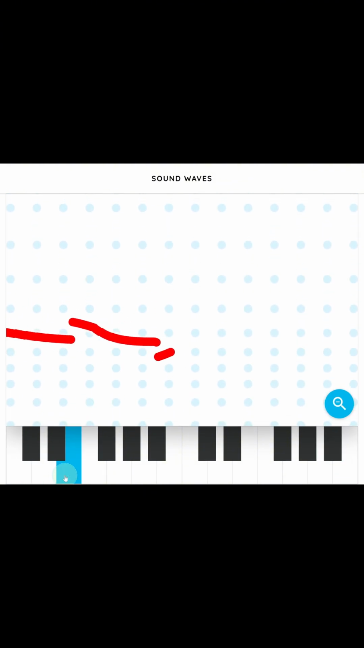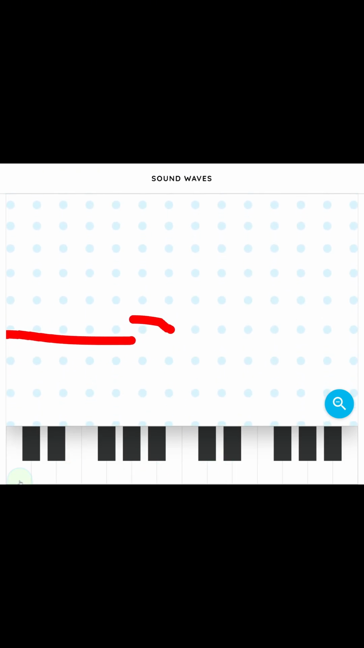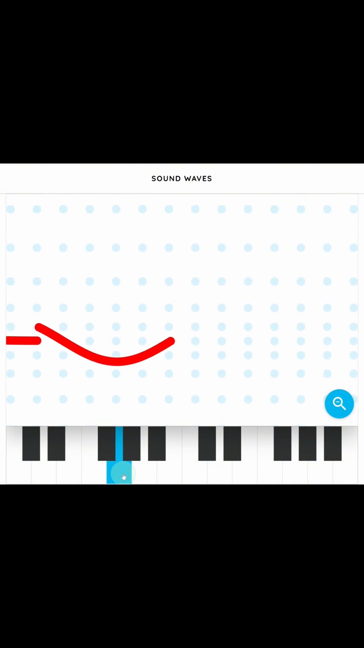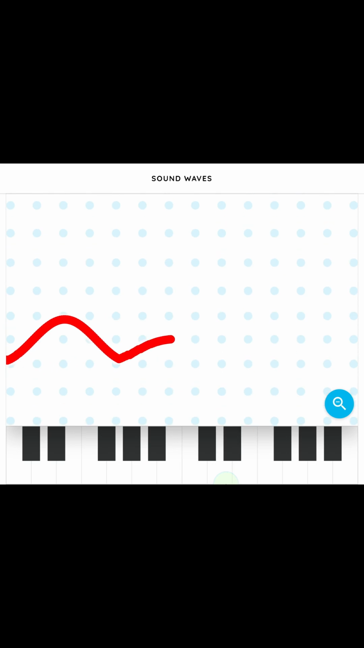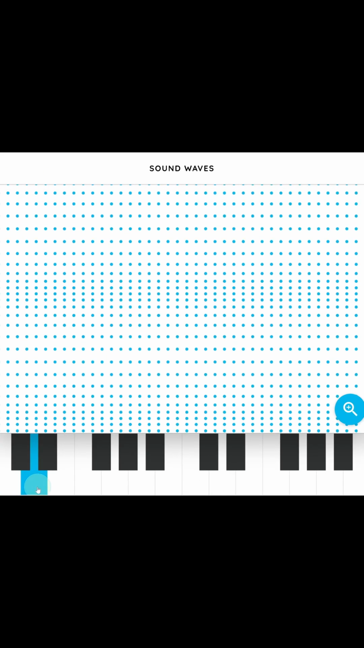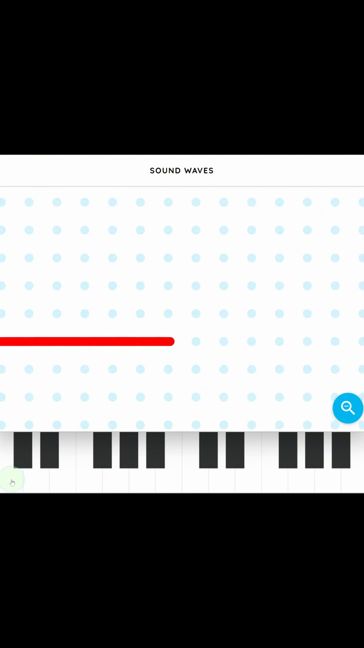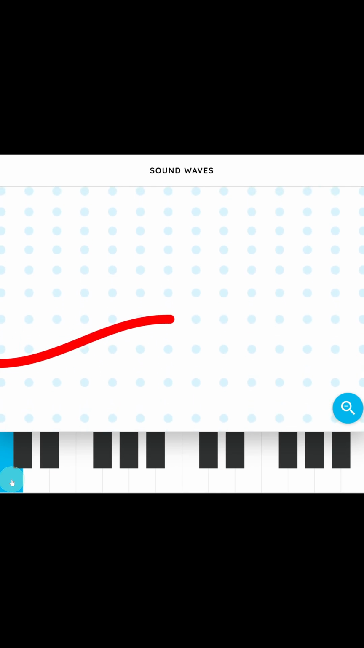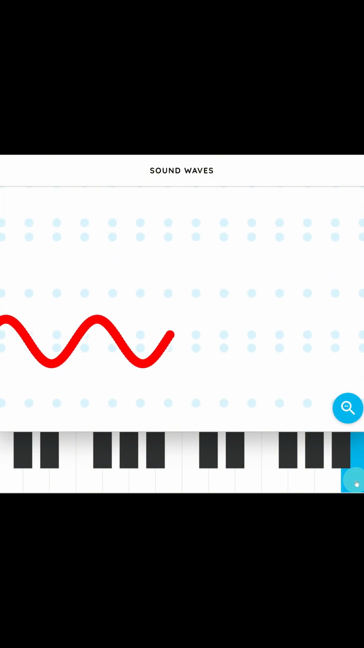Low notes, low frequency, cause the molecules to move slower and over a wider range, while high notes, high frequency, make the molecules vibrate much faster and more tightly. When we look with the magnifying glass, we can see how frequently the red line oscillates for high notes, and how slowly and widely it moves for low notes. This is the relationship between pitch and frequency.